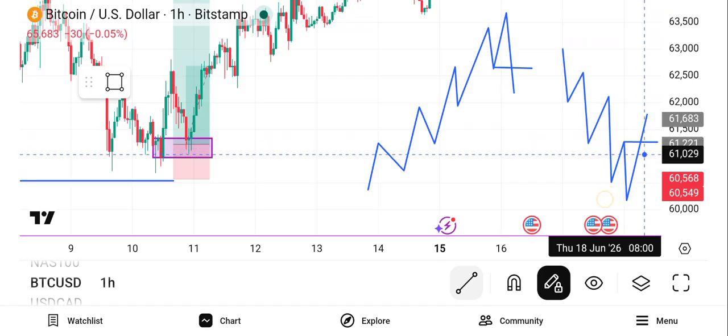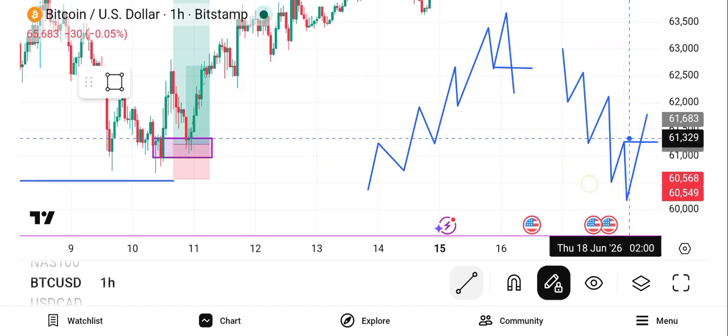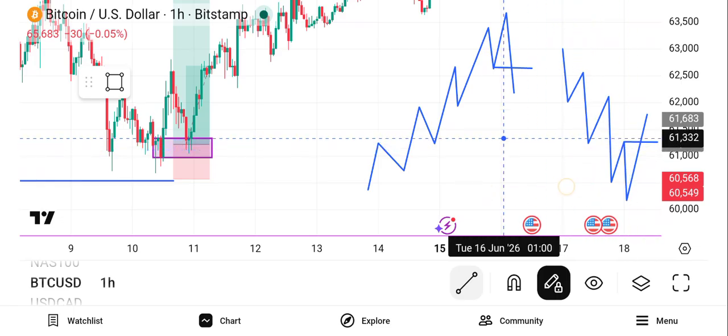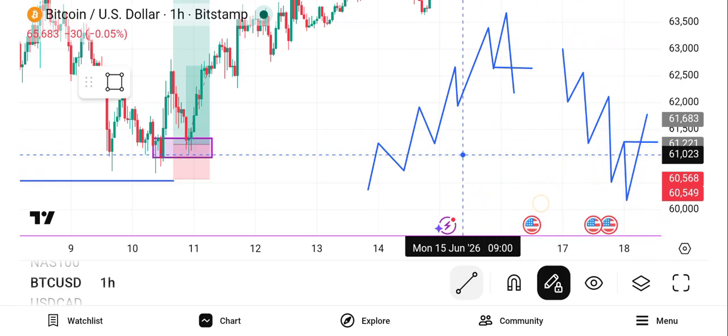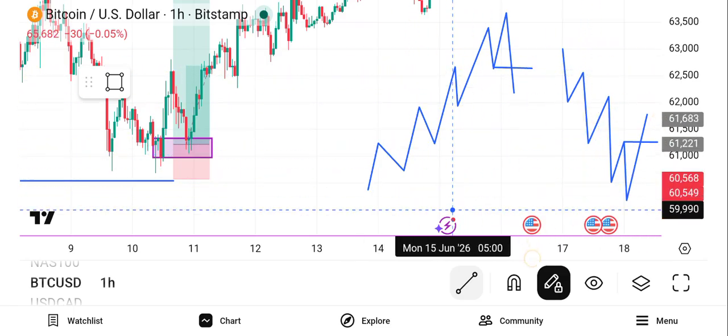And what does market structure shift tell us? It tells us that the current trend is coming to an end and the market is about to trend in the opposite direction. Alright, so you already know that there are 3 ways that the market makes its movement: either an uptrend, a downtrend, or a ranging market.